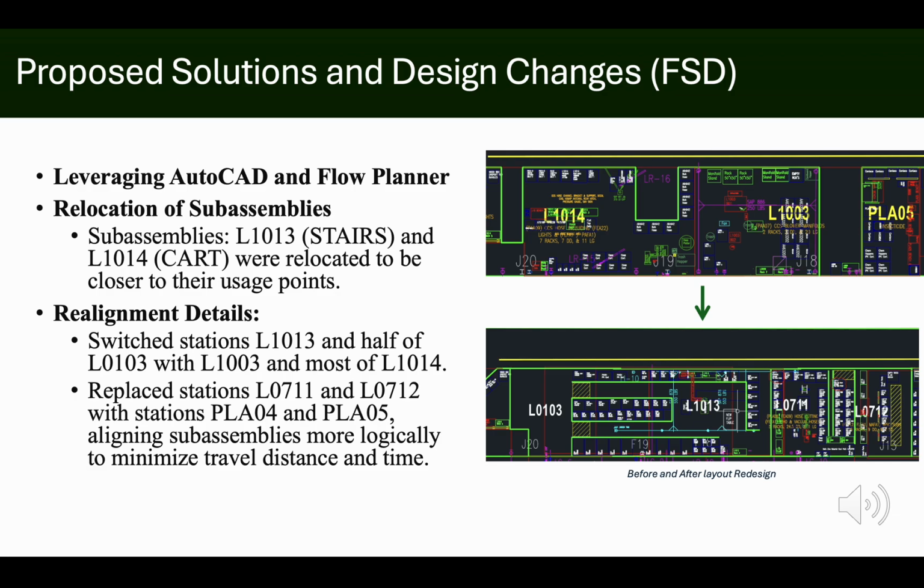But with these specific sub-assemblies, the reason we picked them is they have a lot of cost associated with them. They're easier to move, and we know where they need to be moved and how it needs to be moved. Those sub-assemblies were the stairs and the cart. Those are the main two things, and to make that possible, we had to relocate station L103 and L1003 along with the stairs to replace where L1014, which was the cart, is located. This places all of those sub-assemblies closer to their usage points.